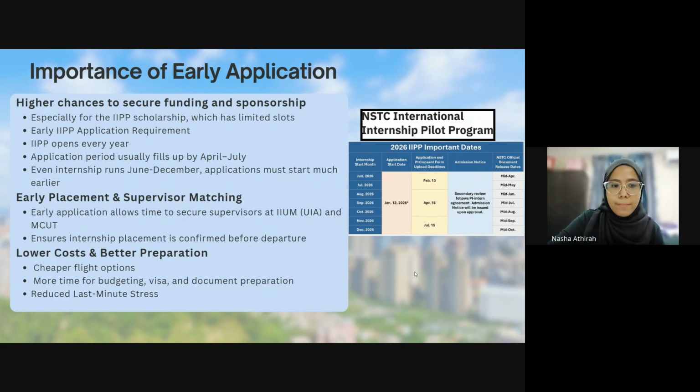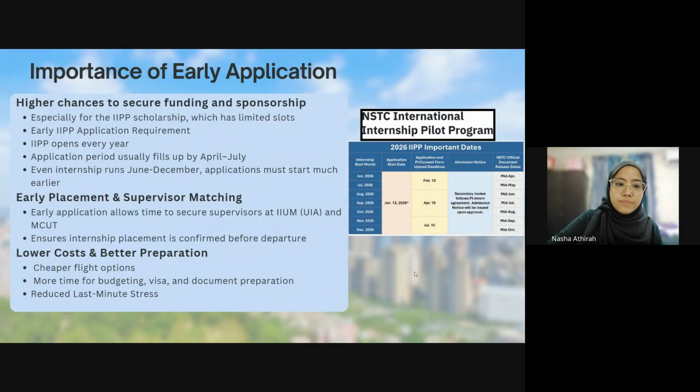Okay, IIPP stands for International Internship Pilot Program. It's a program by Taiwan under the NSTC. It is to support international students who want to do internships in Taiwan, like me and Farah. How we get this is we apply through the IIPP website, and then we get endorsement from our supervisor in UIA. We apply in the IIPP, it is endorsed by the UIA lecturer, and if it matches the research background, then we can get into the IIPP.